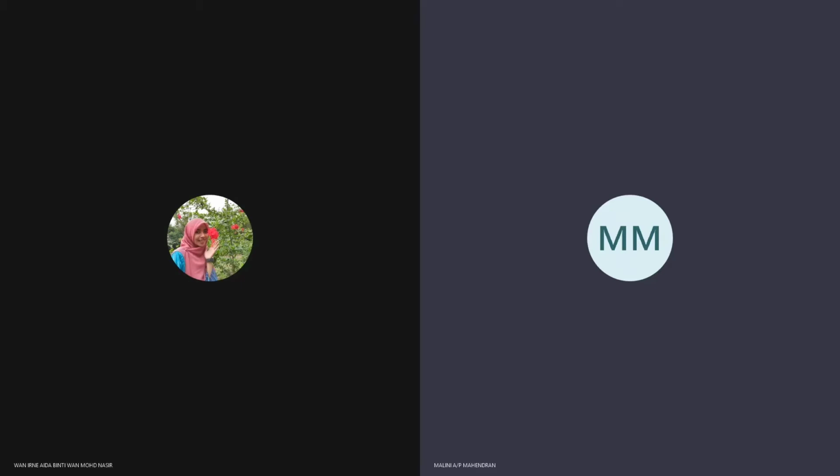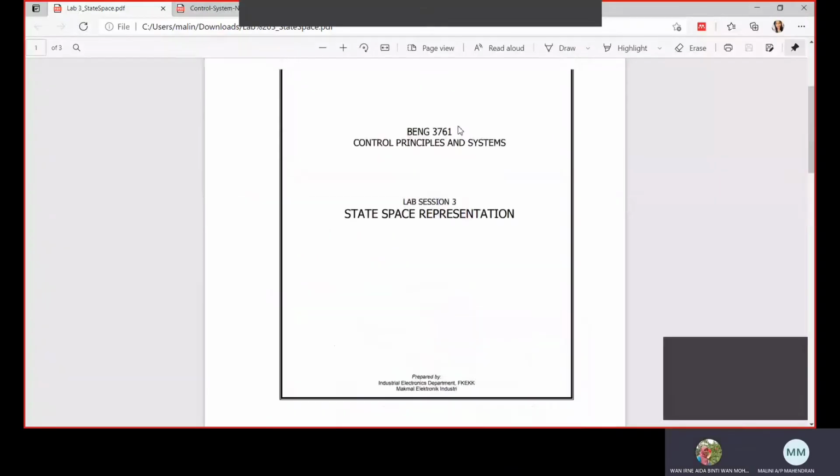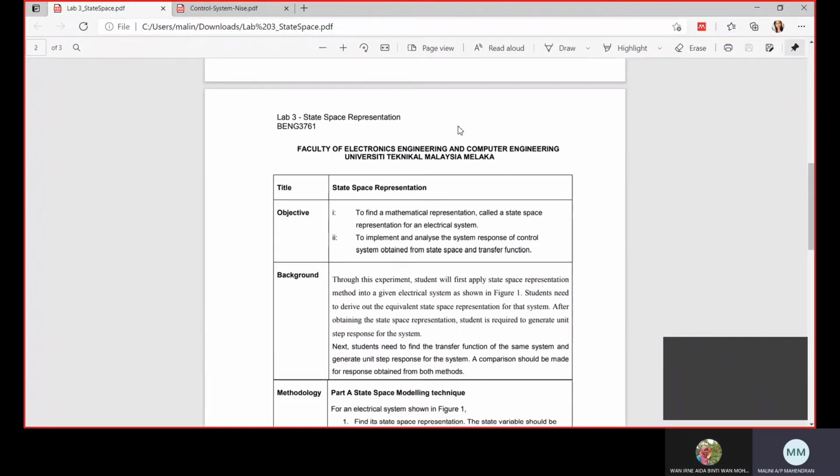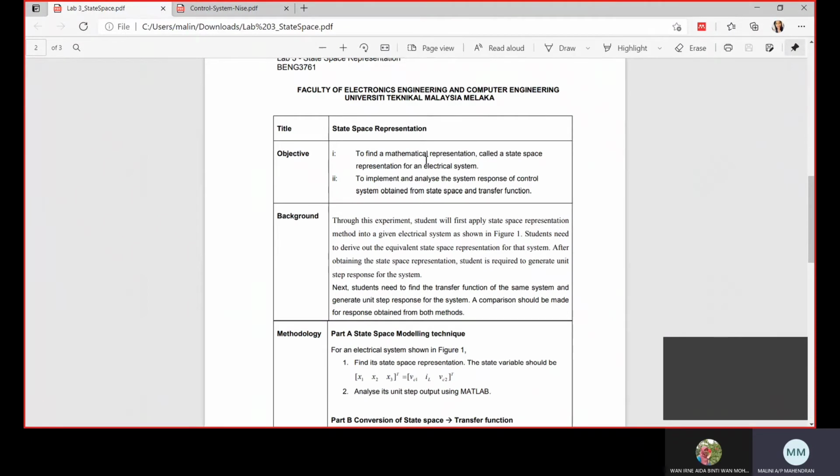Okay, so this is the lab sheet, state space representation. The objective of this laboratory session is to find a mathematical representation called the state space representation for an electrical system, and the second one is to implement and analyze the system response of the control system obtained from state space and transfer function.